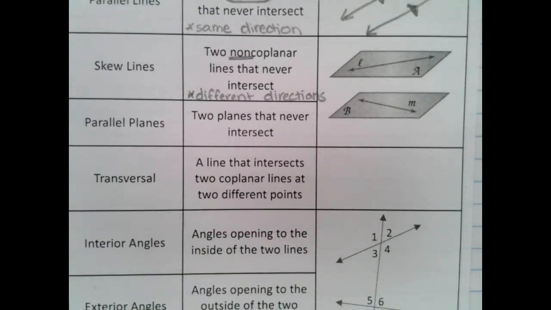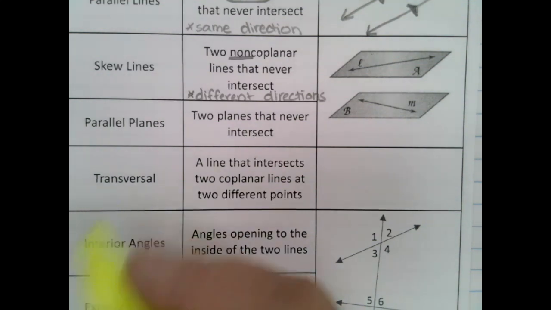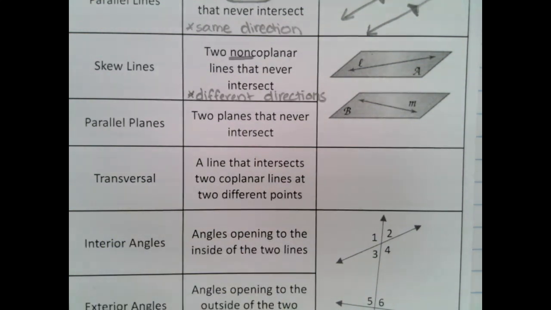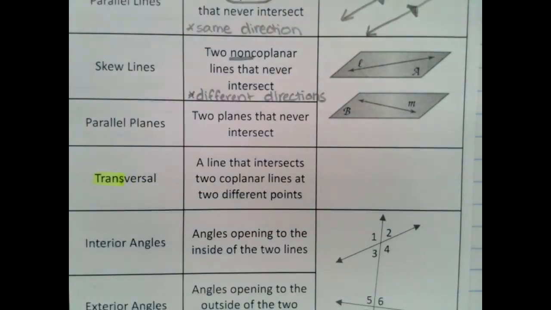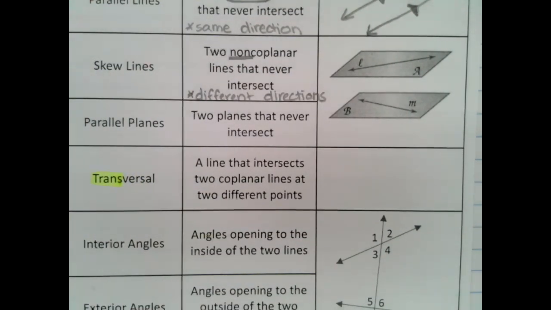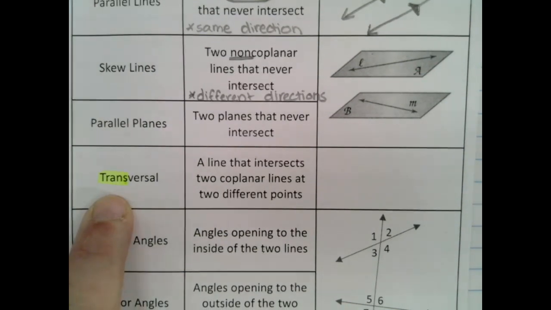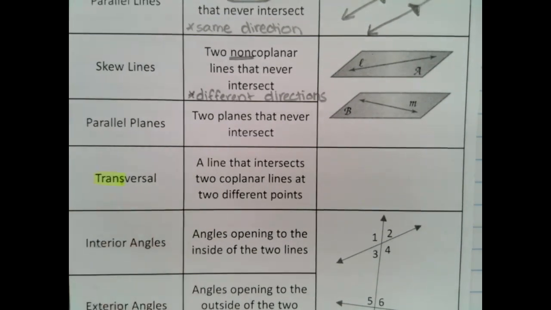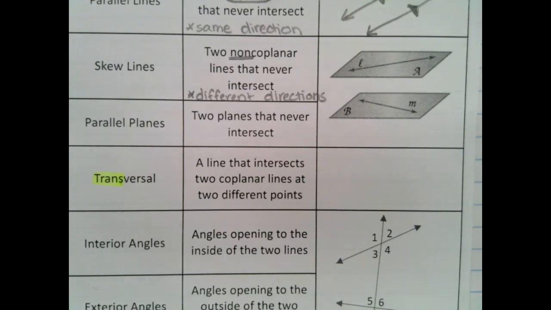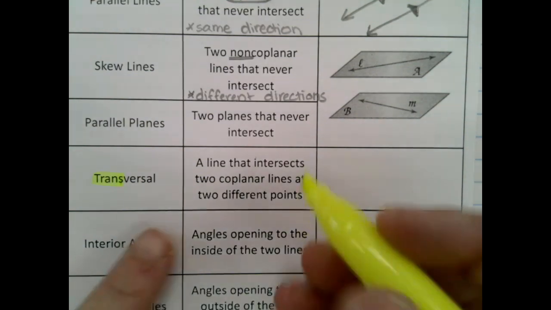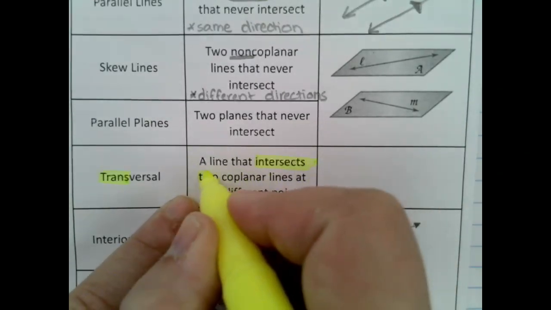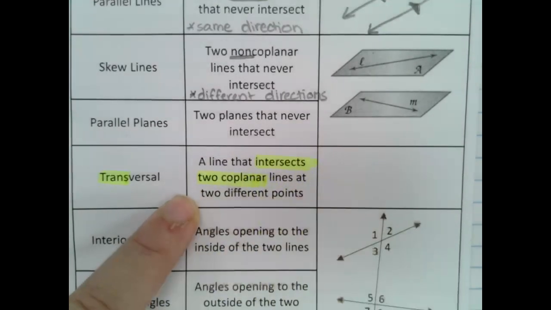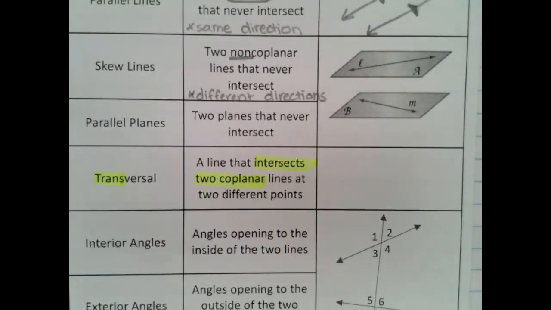So transversal, what is our prefix for transversal? How does that word start? Trans. Okay, when we talk about trans, we have those words like transportation, transitive property. Okay, trans means to do what? Change. So smart. To change. Good, so a line that intersects two coplanar lines. This one, it's change, or we can think of it as like travel. So it intersects two coplanar lines at 2 different points.